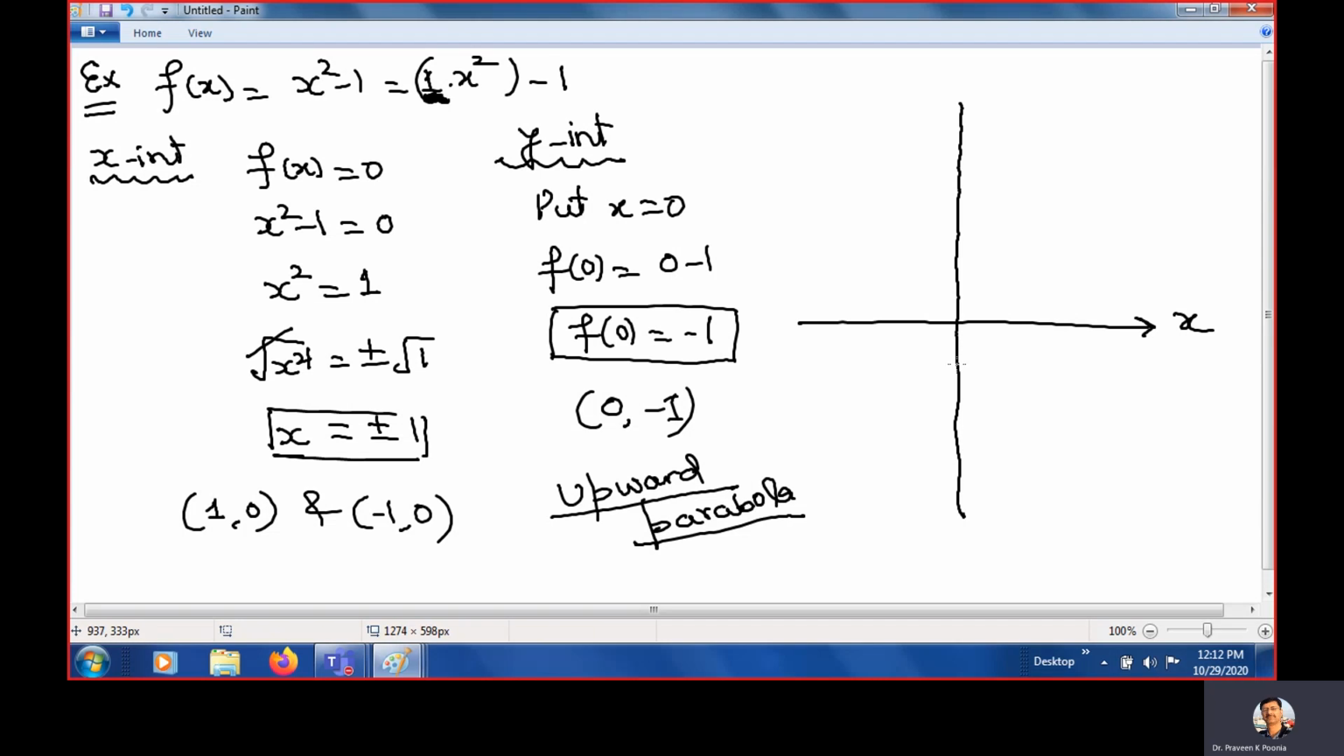So here, what is the y-intercept? It is 0, minus 1. What is the x-intercept? It is 1, 0, and it is minus 1, 0. Now draw the parabola.